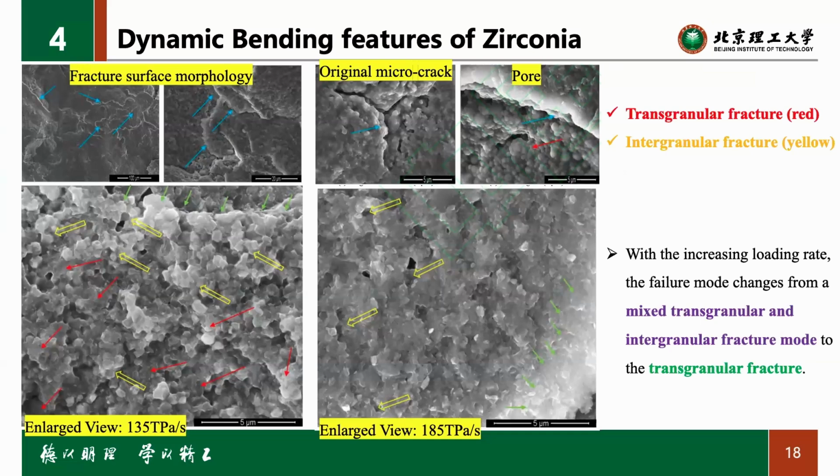The fracture morphologies of zirconia show two features. Red is the transgranular fracture, and the yellow is the intergranular fracture. And by comparing these two pictures under the lower and the higher loading rate, it can be found that with the increasing loading rate, the failure mode changes from a mixed transgranular and intergranular fracture mode to the transgranular fracture.